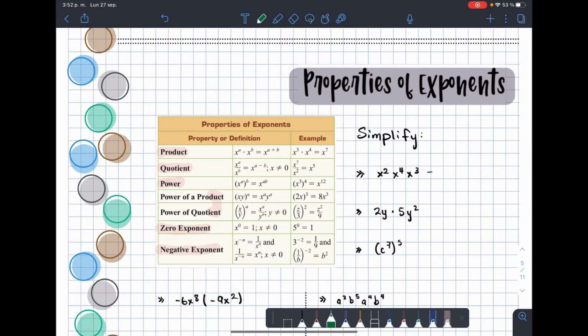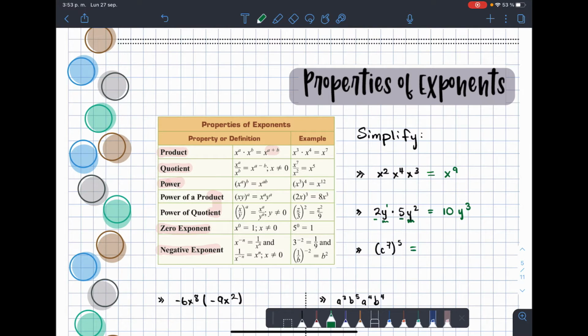In this first one, what we are doing is multiplying x squared times x to the 4 times x to the 3. So what we do with the exponents is to add them according to the product property. So this is equal to having x to the power of 9. We continue with the next example and we do the same. We work with the elements that are alike, like working with like terms, the numbers with the numbers, the variables with the variables, and we get that 2 times 5 is 10, and y to the power of 1 times y squared is y to the power of 3.